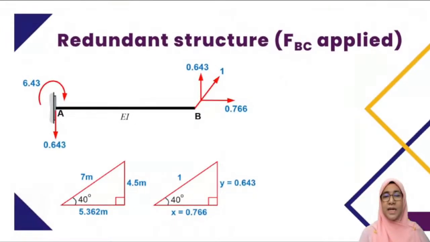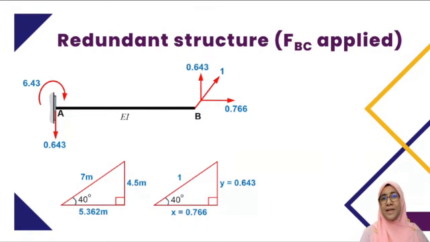Okay, next is redundant structure. In the redundant structure, it is also a cantilever beam, and this time it is subjected to a unit value of FBC. Remember, BC is the redundant. Okay, a unit value of member BC, so we have to apply it parallel with the member. So we apply a unit value at B.